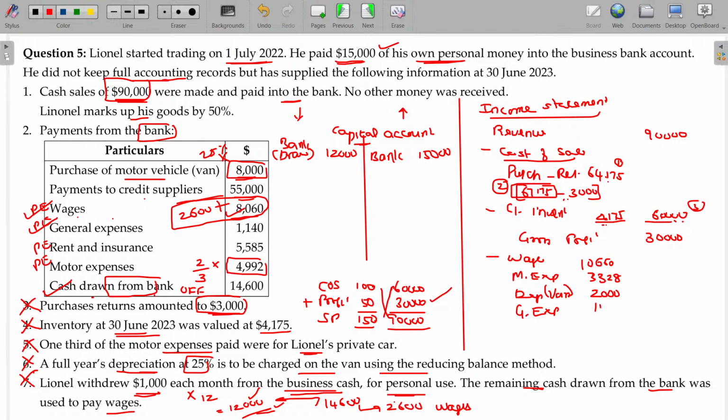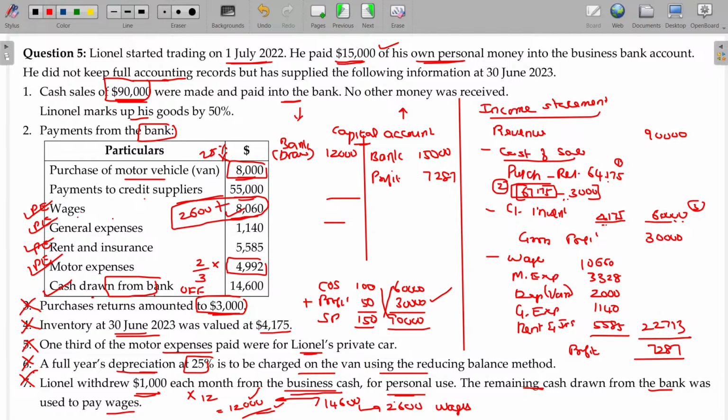General expenses, no information given, so we can directly subtract this here: 1,140. Rent and insurance: this value is 5,585. Motor expenses already taken. I think only 5 items. If you total this, the value is 22,713. If you subtract this from the gross profit, your net profit for the year is 7,287. Profit for the year will increase the owner's capital balance, so I post that value here, 7,287.